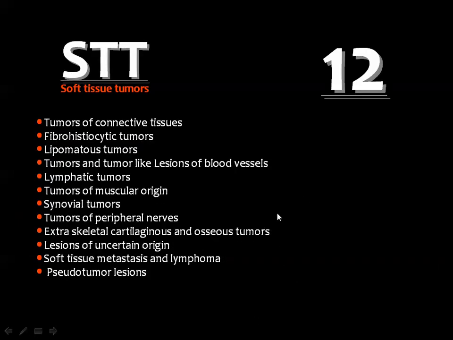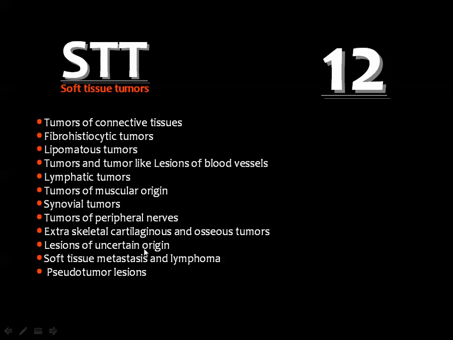Then the classification of soft tissue tumors depends on the cell of origin, and we have 12 major categories. These are tumors arising from the skin and connective tissue, tumors from fibrohistiocytic cells, tumors of fat, tumors of the blood vessels, tumors of the lymphatics, tumors of the muscle, synovial tumors, tumors of the nerves, and extraskeletal cartilaginous and bone tumors, like chondroma in the soft tissue, even sarcoma in the soft tissue, and so on.